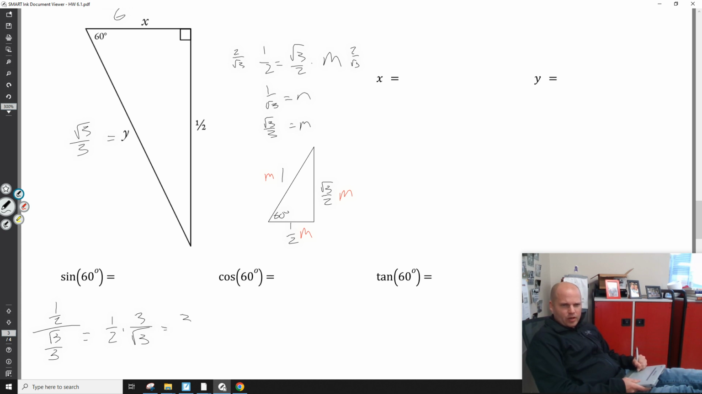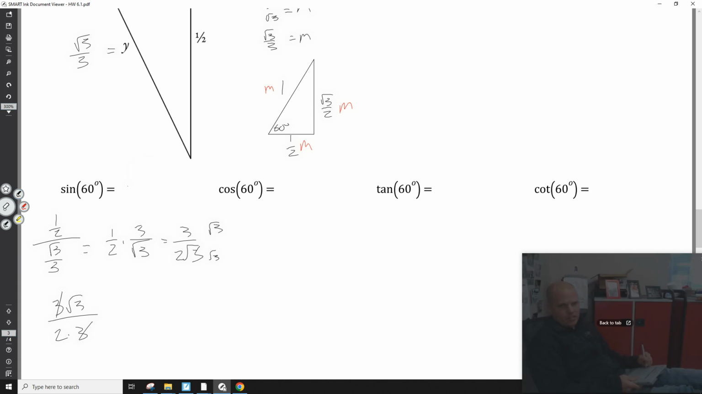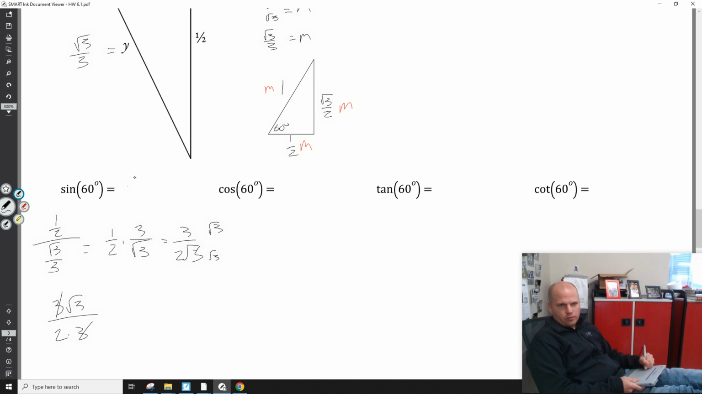So I end up with 3 over 2 root 3. And you might be like, well, that's not the same, but let's rationalize. Multiply the top and bottom by root 3. I get 3 root 3 over 2 times 3. Oh, the 3's cancel. You get root 3 over 2 just like we expected. It doesn't matter. The ratios have to be the same because of the proportionality of these similar triangles. The cosine has to be a half.